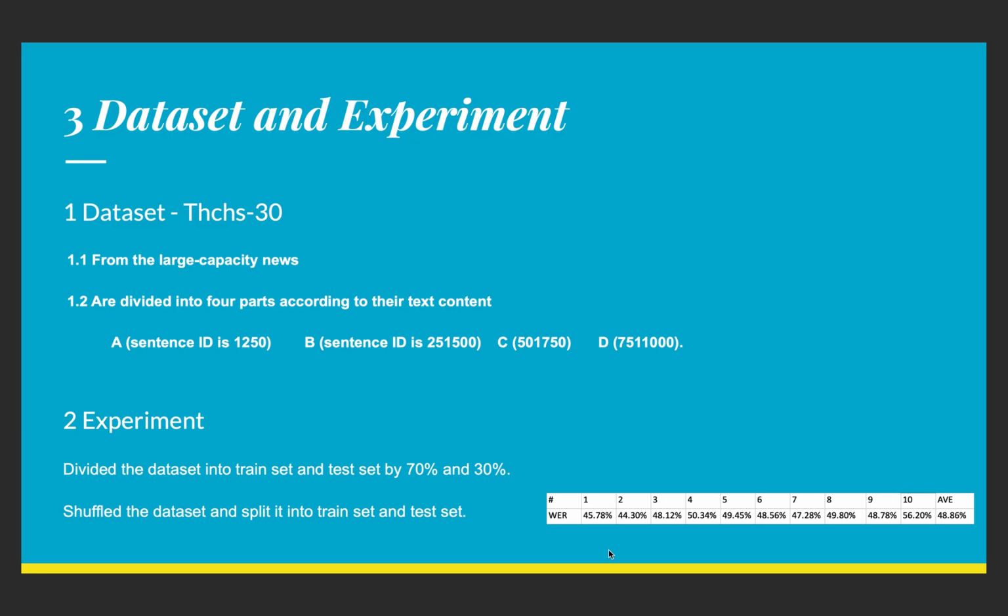And for the experiment, for each trial, I shuffle the dataset before dividing that dataset into training set and test set by 70% and 30%, and the results are as follow.